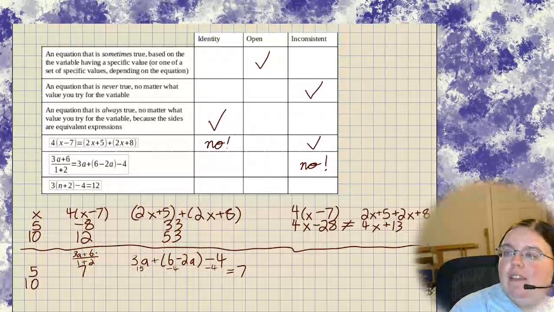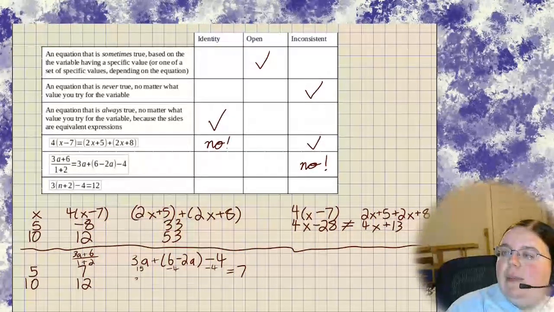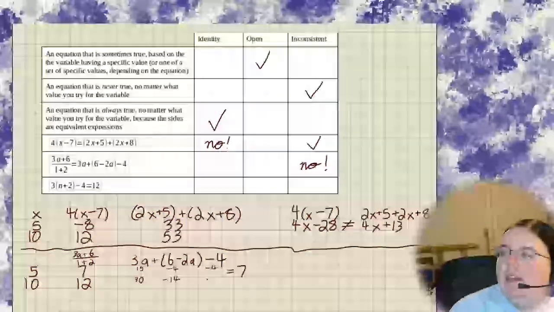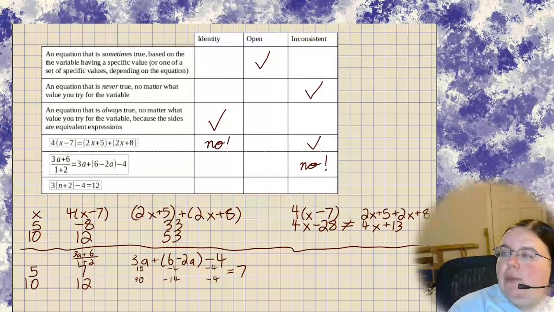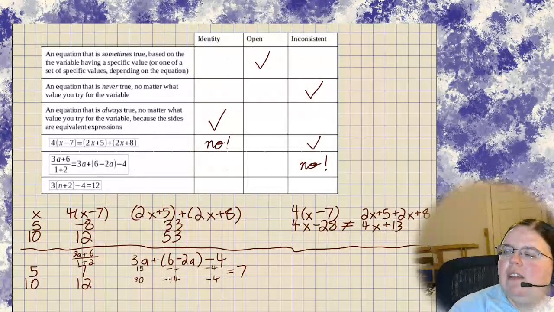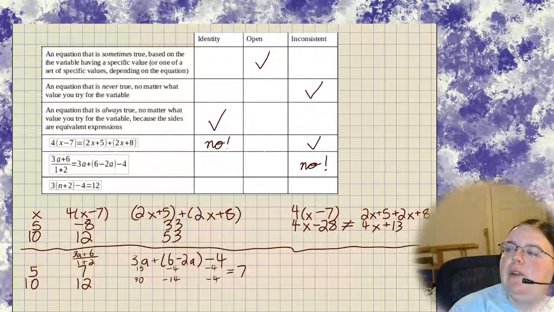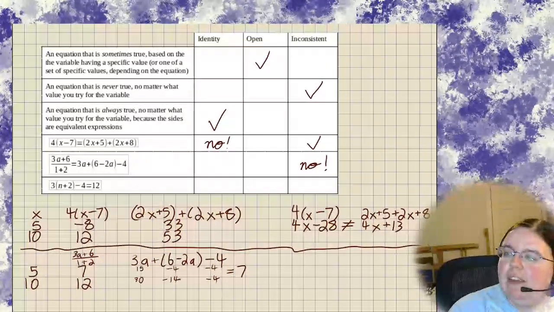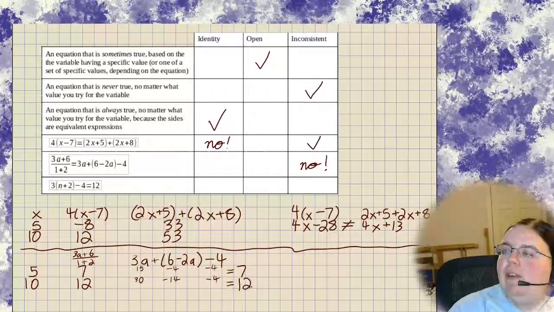So let's see. 30 plus 6 is 36 divided by 3. 36 divided by 3 would be 12. And then let's see. 30. And then let's see. 20. So 6 minus 20 would be negative 14. And then minus 4. Wait, no. 30 minus 10 would be 20. 20 minus 4 would be 16. And then 16 minus 4 would be 12.